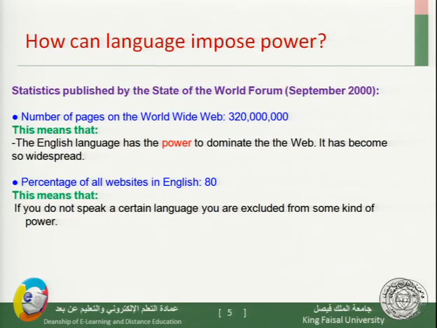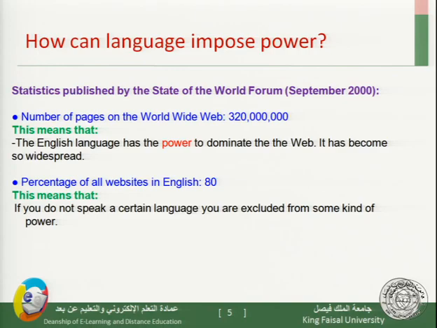So knowing a language is power. Language has become so widespread that if you do not know English, you cannot know certain information. You are excluded from knowing some information that you might need at any time. The other statistic says that the percentage of all websites in English is 80%. Imagine this percentage: the English language dominates the World Wide Web to the extent that if anybody doesn't speak the language, he is unable to access the web. He will not be able to make use of the information found on the web.